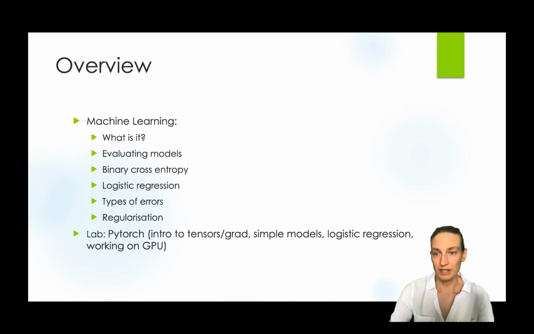We'll look at binary cross entropy and look a little bit more in detail on one particular model, which is logistic regression. Why logistic regression? Because it's a nonlinear model that is actually quite easily expandable to a multi-layer perceptron model in PyTorch, as we'll see in the next class.